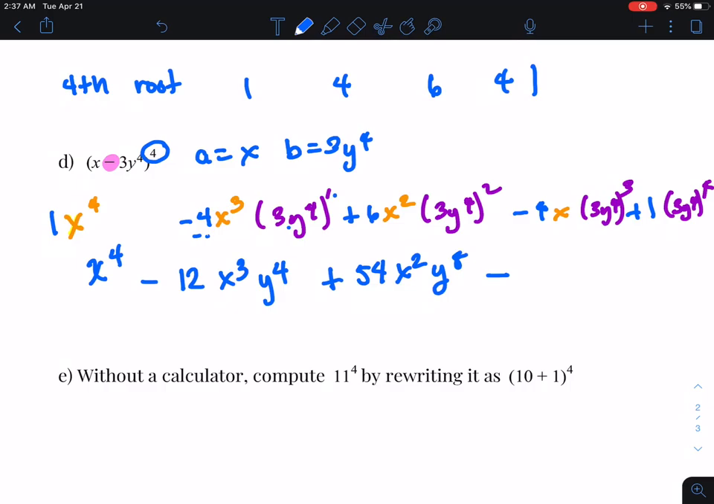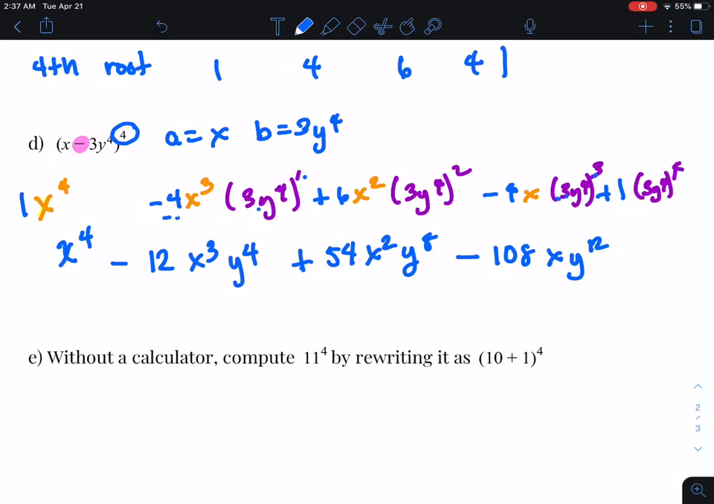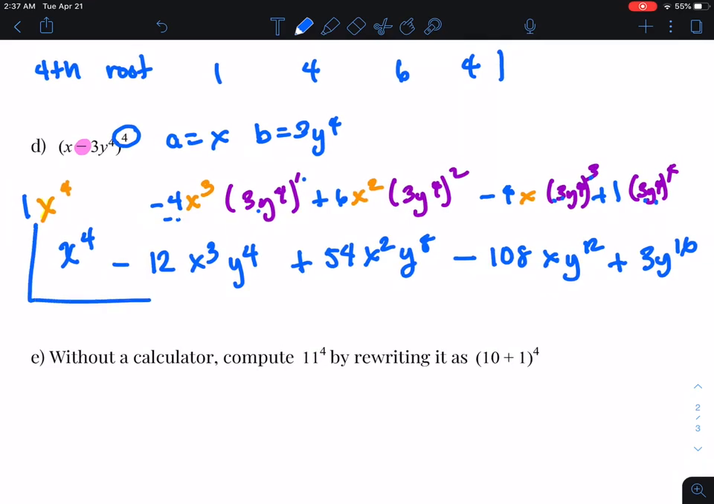Minus, you've got 3 to the 3rd, that's 27 times 4 equals 108. So -108x y to the 12th, because it's power to power. And then we have 3y to the 16th. Okay. And that's the answer.